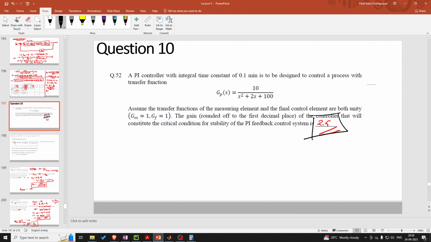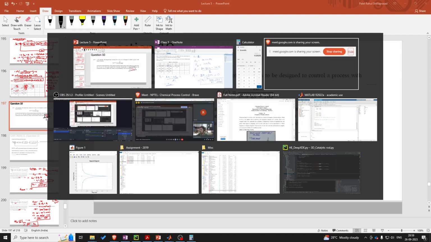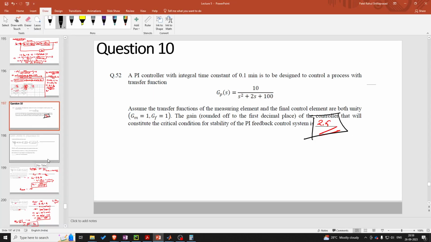So I hope this much is clear. We solved questions related to root array and this direct substitution method and this block diagram representation in today's class. If you have any doubt, you can just ask, or else you can end today's lecture. I don't think anyone is attending. So I think we can end today's class.